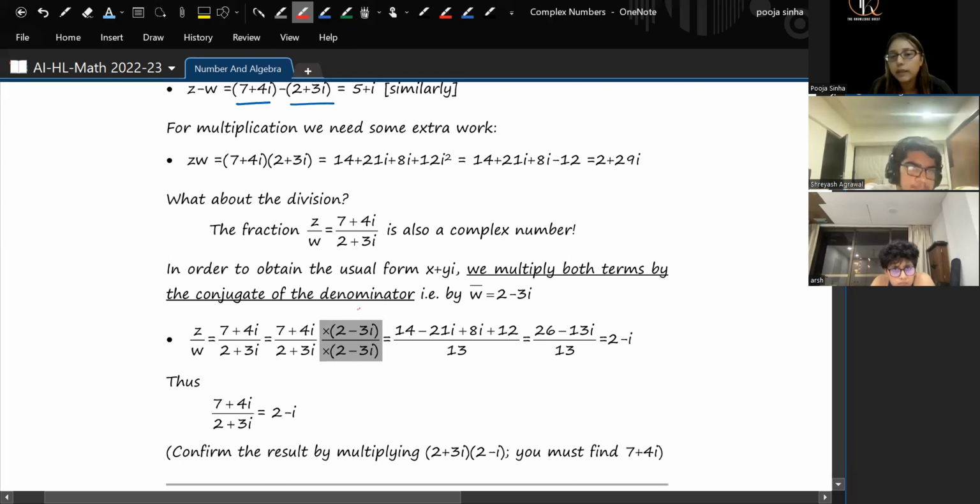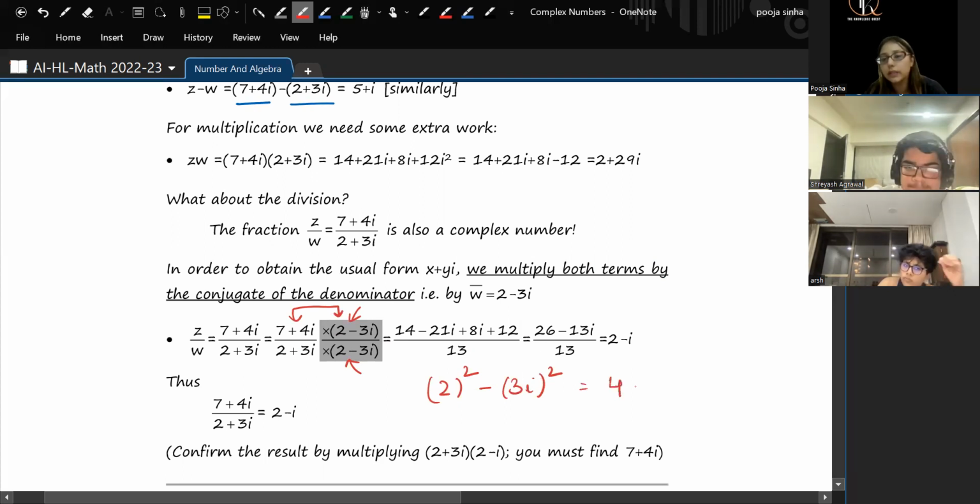So what are we doing? We are taking the conjugate, and we are multiplying. In the numerator, you multiply just the way you learned. But in the denominator, what does it become? 2 square minus 3i whole square, so minus 9i square. 2 squared is 4, minus 9i square, and i square is minus 1, so minus 9 times minus 1 is plus 9.